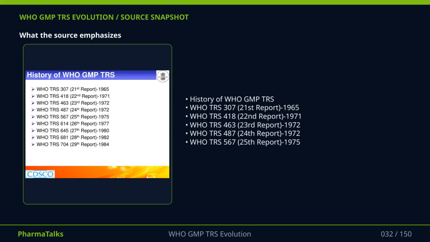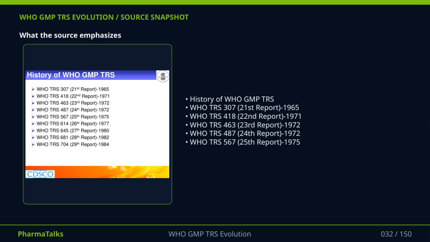Over the next decade, these reports evolved through several key additions: TRS 418 in 1971, TRS 463 and 487 both in 1972, and then TRS 567 in 1975. Each report reflects important updates and refinements as the pharmaceutical industry and regulatory expectations advanced.